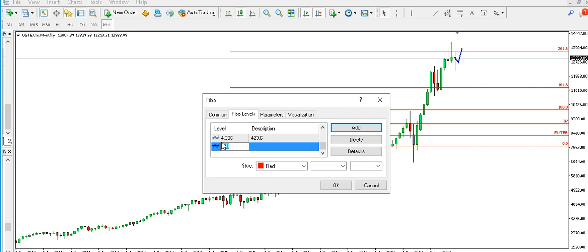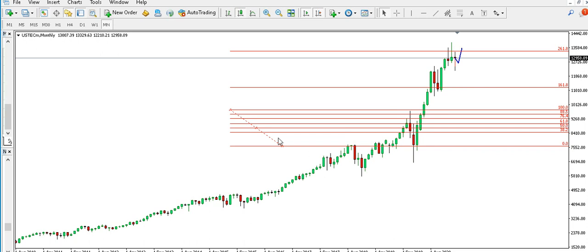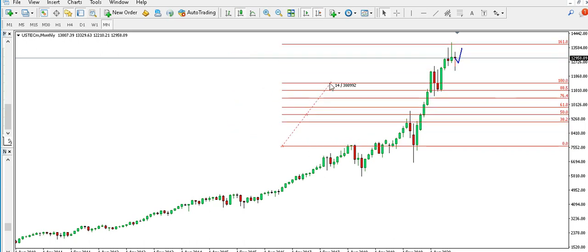And I'll add the 50% Fibonacci. Then I'll add 76.4. Then I'll add 88.5. Okay, so that's that.